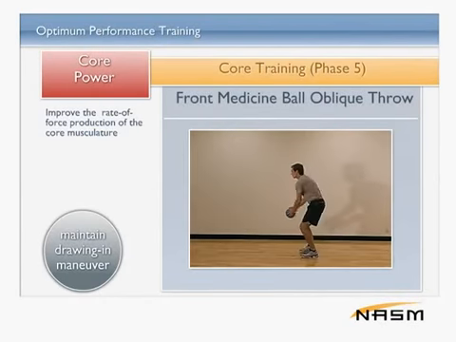Third, a front medicine ball oblique throw. Stand facing a wall with feet pointing straight ahead, shoulder-width apart. Hold the medicine ball at waist level. Maintain the drawing-in maneuver and toss the ball against the wall or to a partner as the body rotates. Use a scooping motion to catch the ball and repeat as quickly as can be controlled.